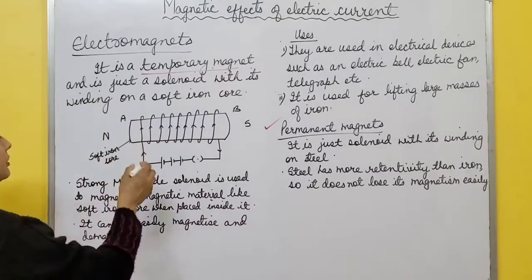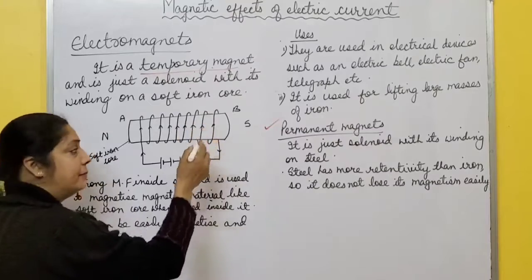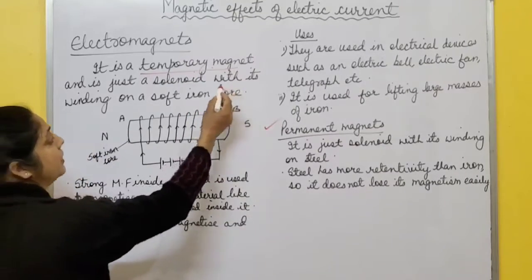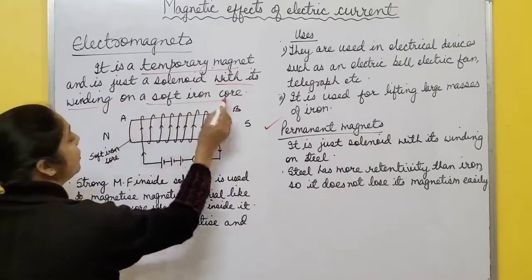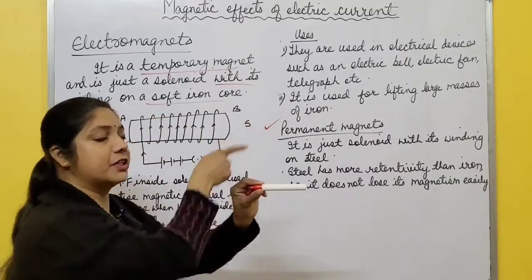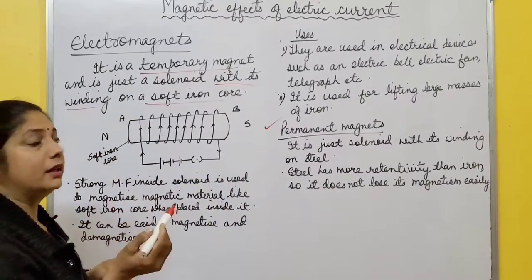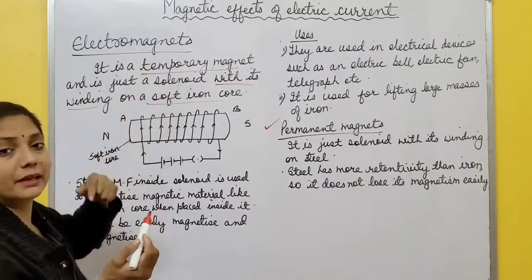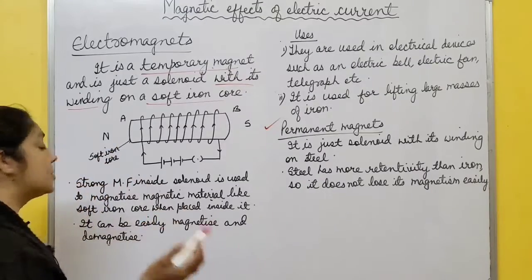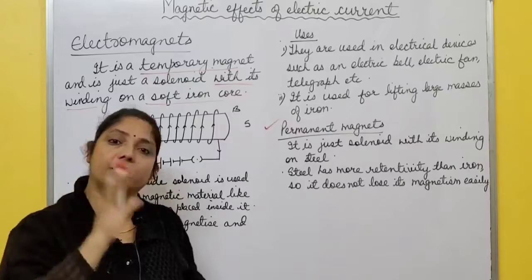Electromagnets are just solenoids, but the difference is winding on a soft iron core. If you take insulated copper wire and wind it over a soft iron core, then it becomes an electromagnet. Why? It is used to make temporary magnets using soft iron core, because soft iron has a property that it can be easily magnetized or demagnetized.